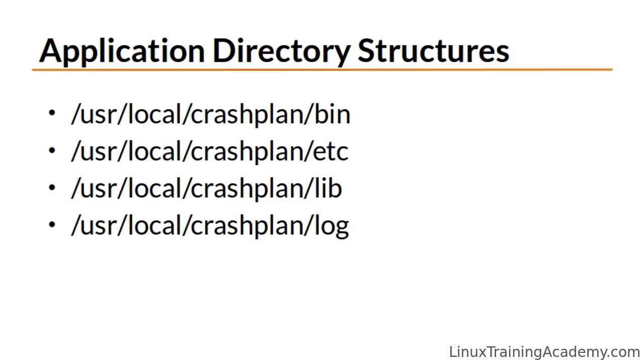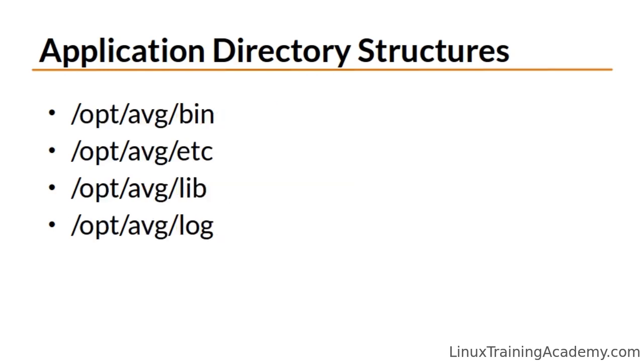And if you wanted to find the binary for this program, you would look in /usr/local/crashplan/bin. If you wanted to configure how the program behaves at runtime, you would modify configuration files that are located in /usr/local/crashplan/etc. If you wanted to see the log files that the program is generating, again look in /usr/local/crashplan/log. We've already talked about how applications can be installed in /opt.